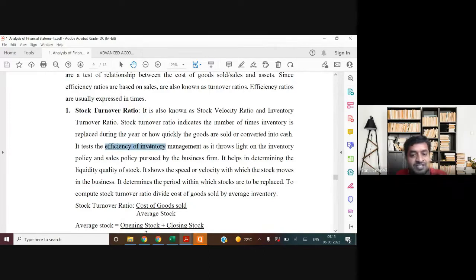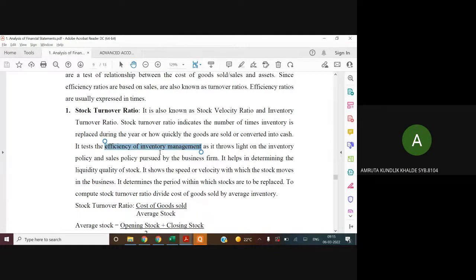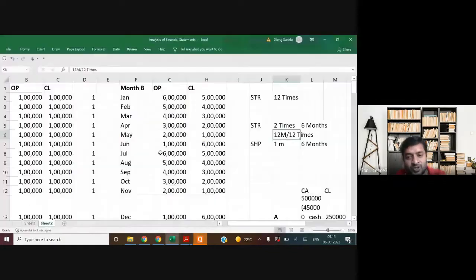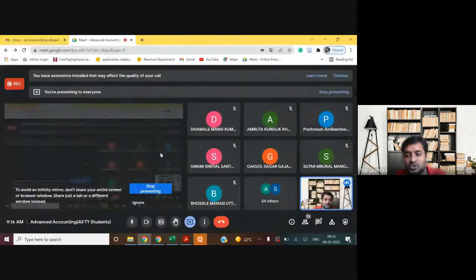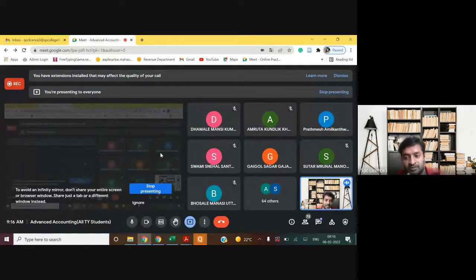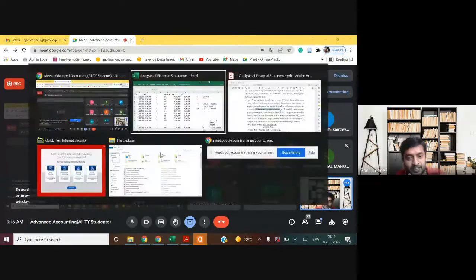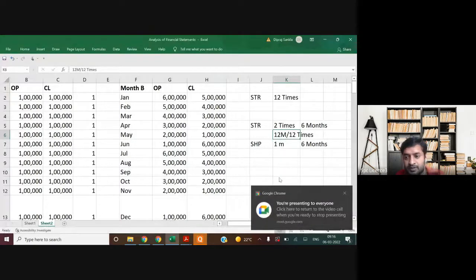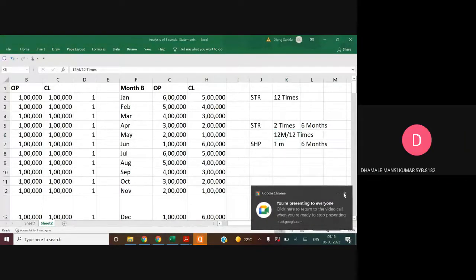Now, which department's efficiency is measured through the stock turnover ratio? Inventory. Okay, good. Now this ratio is over. Any doubt, any query with regard to this ratio? Are you all clear? Are you all enjoying? Okay, good.